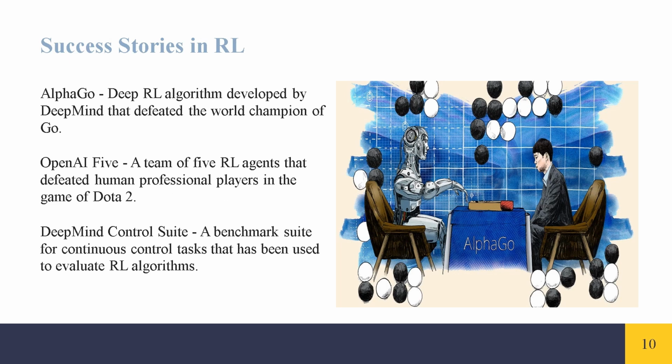AlphaGo: deep RL algorithm developed by DeepMind that defeated the world champion of Go. OpenAI Five: a team of 5 RL agents that defeated human professional players in the game of Dota 2. DeepMind Control Suite: a benchmark suite for continuous control tasks that has been used to evaluate RL algorithms.